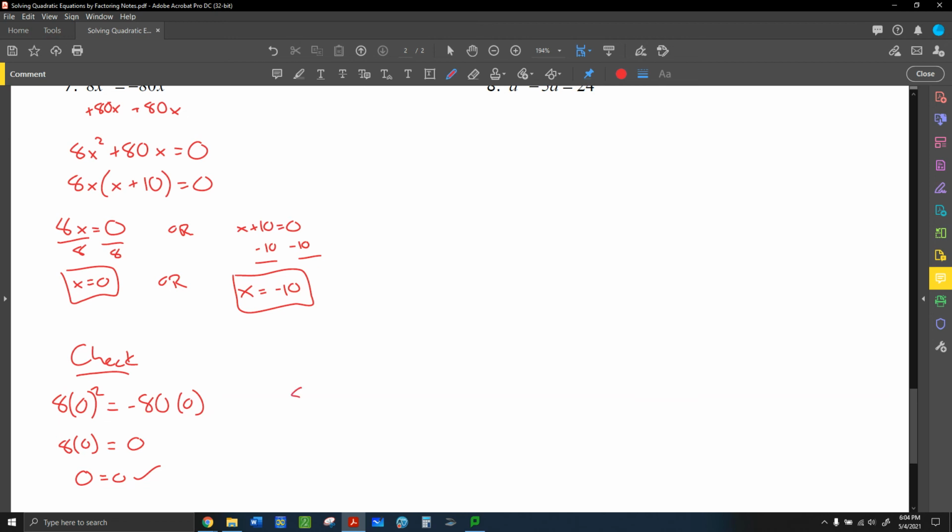Let's plug in negative 10. So we have 8 times negative 10 squared is equal to negative 80 times negative 10. On the left-hand side, we have negative 10 squared is 100, positive. And negative 80 times 10 is positive 800. 8 times 100 is also equal to 800, so we get 800 equals 800. This solution checks out as well.